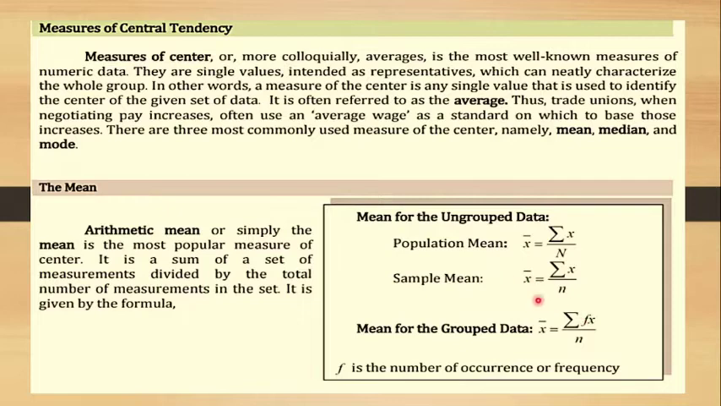Sample mean. So the mean x bar is equals to the summation of x over n. Mean for the grouped data. So x bar is equals to the summation of f times x over n. F is the number of occurrences or frequency. Ibig sabihin, number of occurrences or kung ilang beses siya lumabas. Ano?